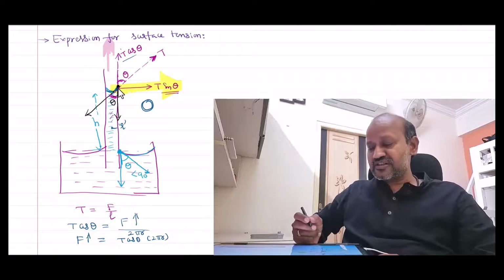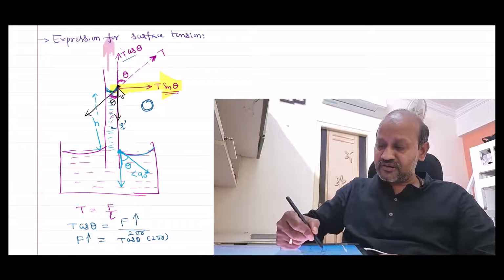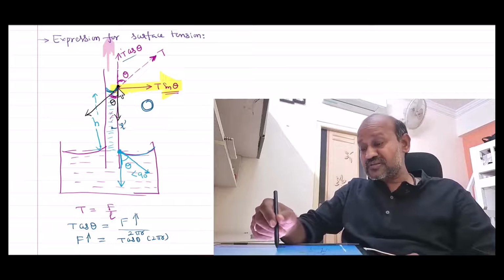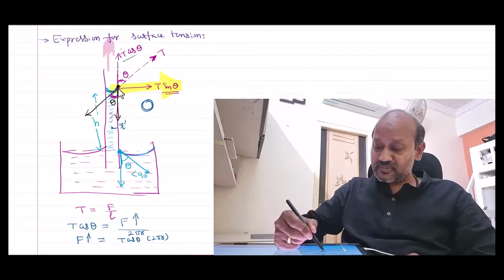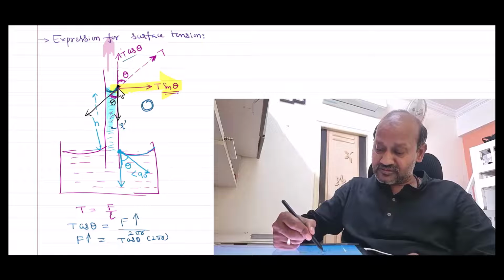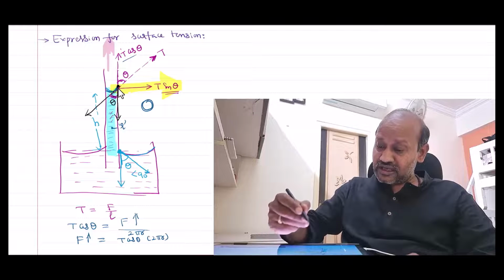Because of the surface tension force, this liquid will keep on moving upward. What happens parallelly when the liquid keeps moving upward because of the surface tension? All the liquid in the capillary tube above the liquid level will have a certain weight.